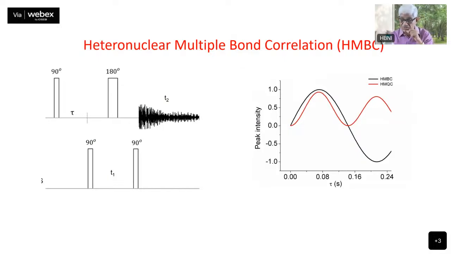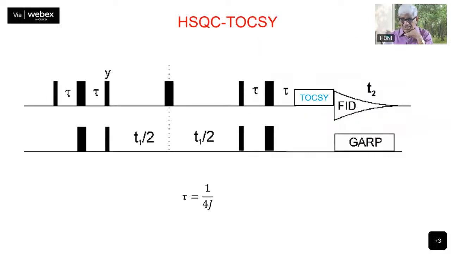This is the calculation which shows how much time you have to give for these individual couplings. You have to give a long time delay to be able to pick up only the multiple bond correlations. One bond coupling correlations can be suppressed. Here it is the peak intensity versus tau that is shown. For large couplings, you need a small tau. For small couplings, you will have to give a large tau. Then of course you will pick up those correlations.